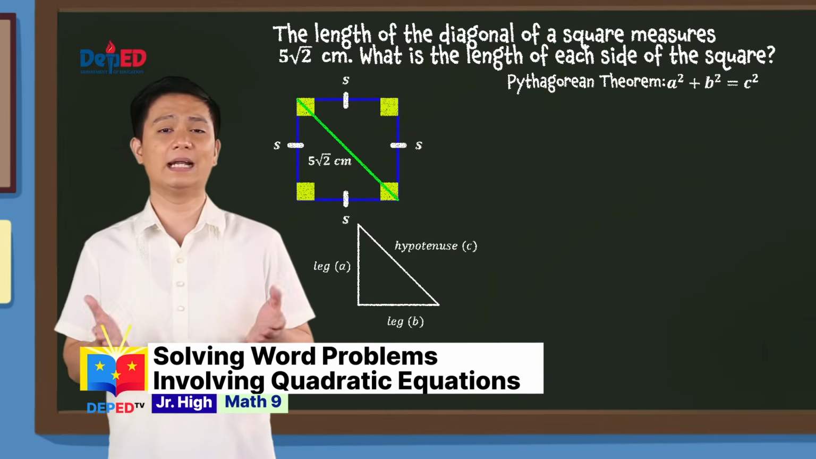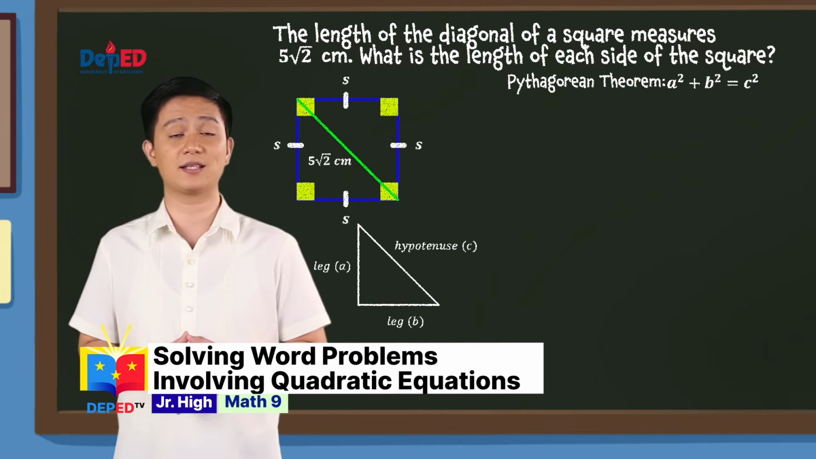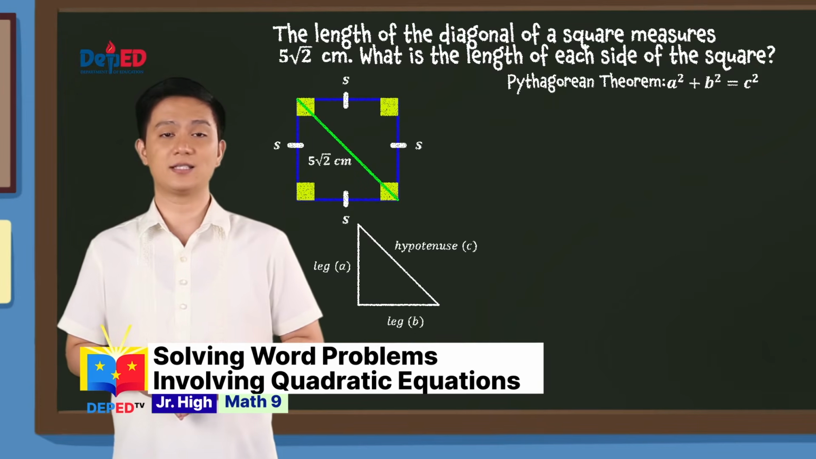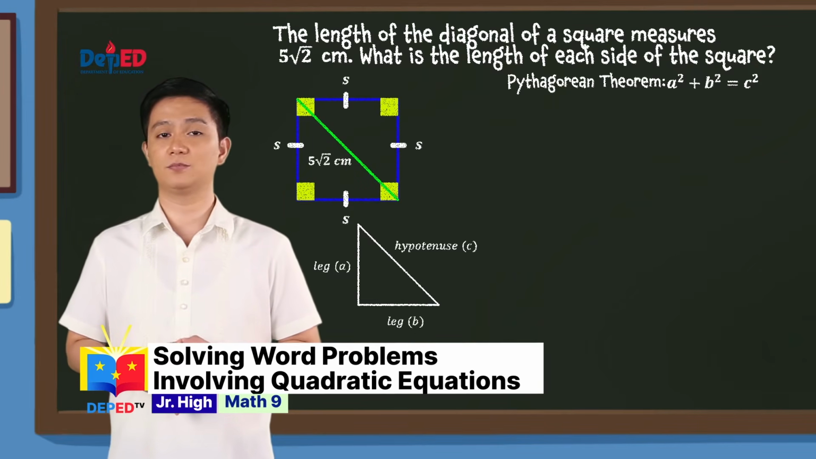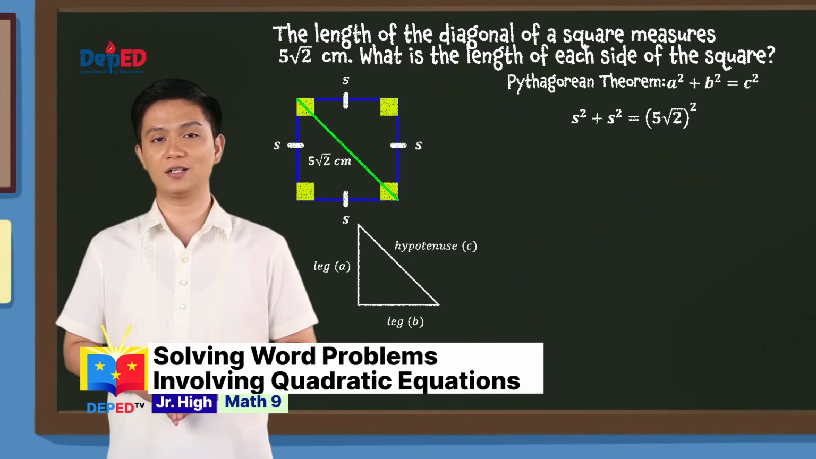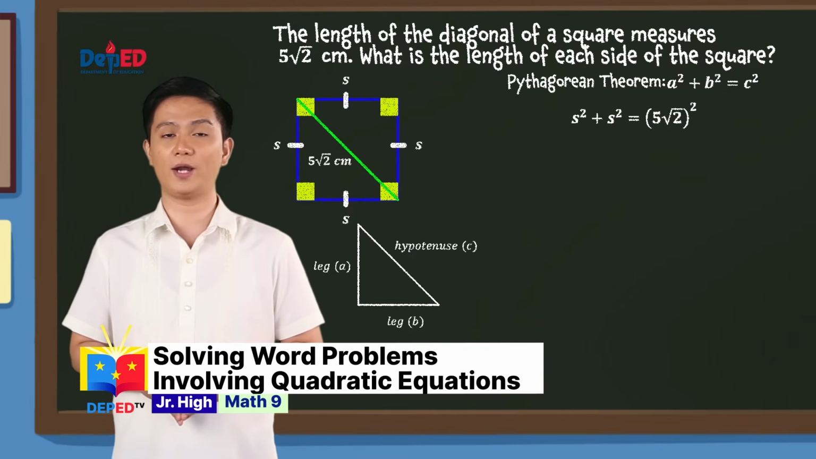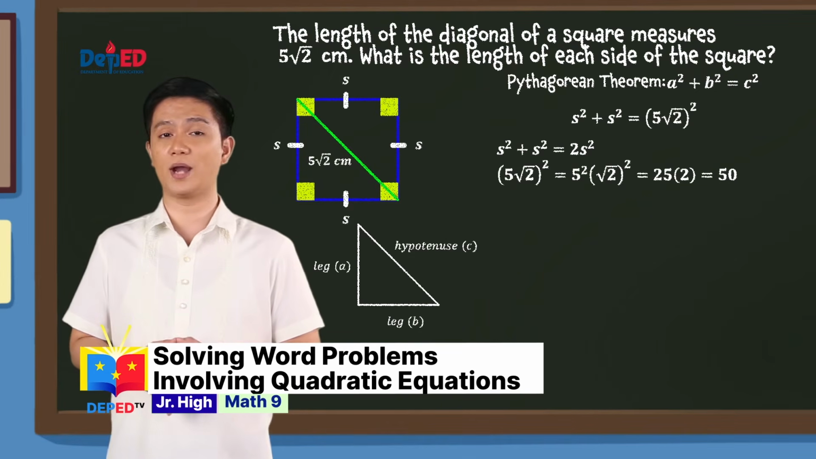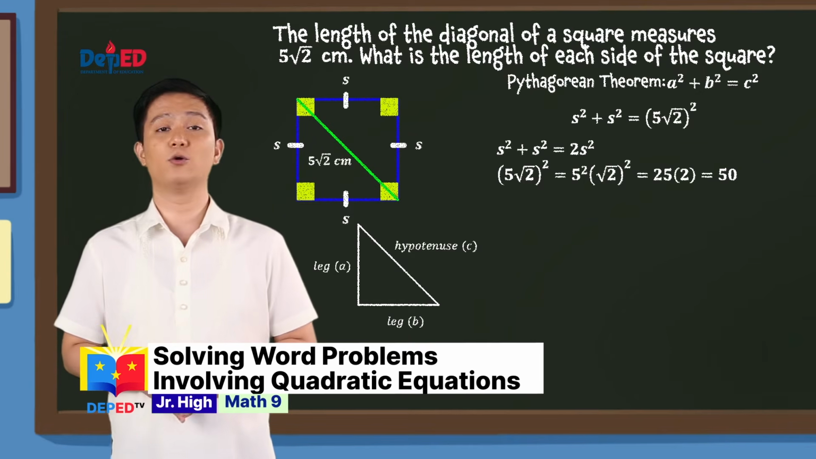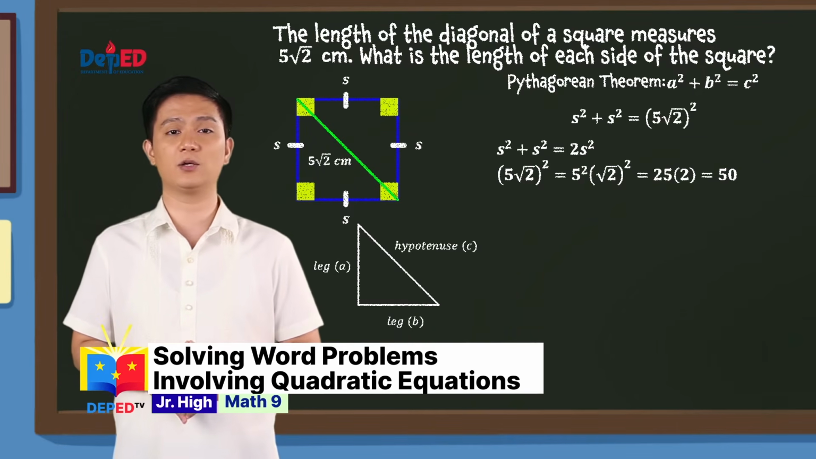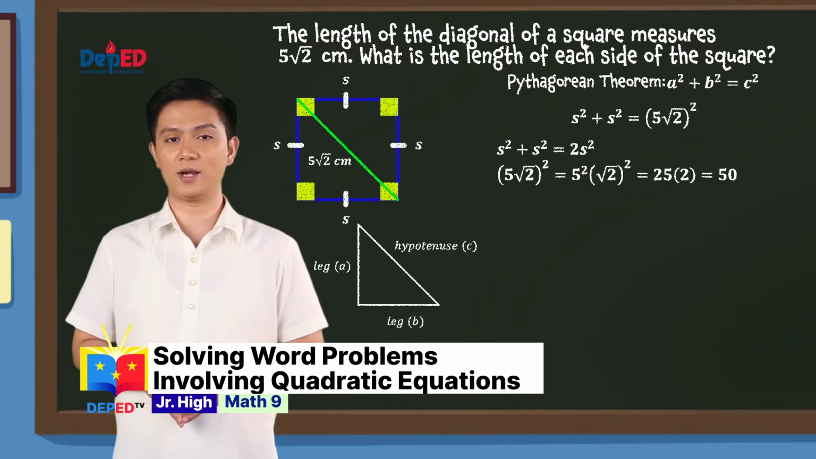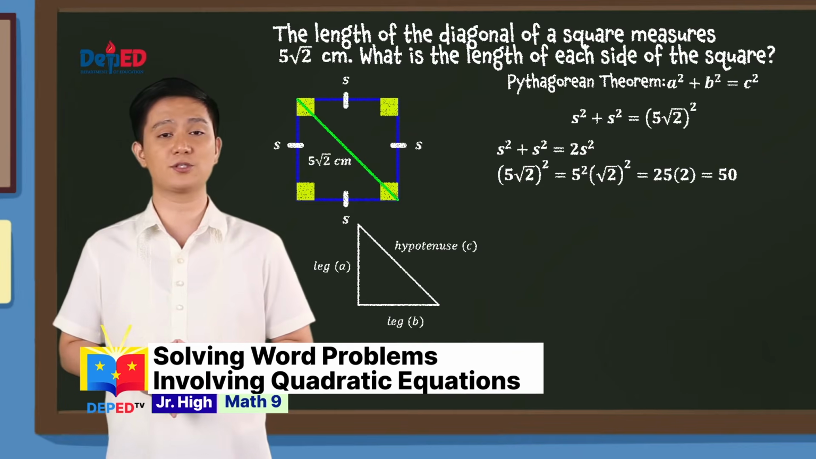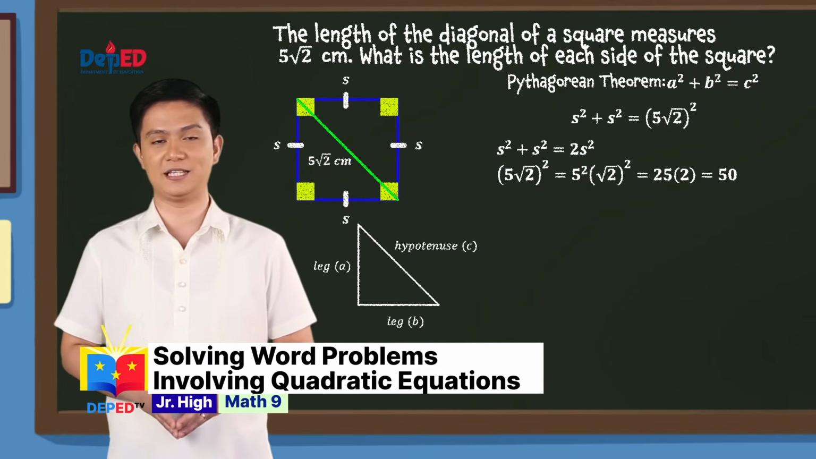In the problem, the legs are both represented by the variable s since they are equal in length. Hence, a and b will be substituted by s. c will be replaced by 5 square root of 2. So we have the equation s squared plus s squared equals the square of 5 square root of 2. S squared plus s squared equals 2s squared, while the square of 5 square root of 2 must be equal to the product of 5 squared and the square of square root of 2. And this can be written as 25 times 2 and hence equals 50.